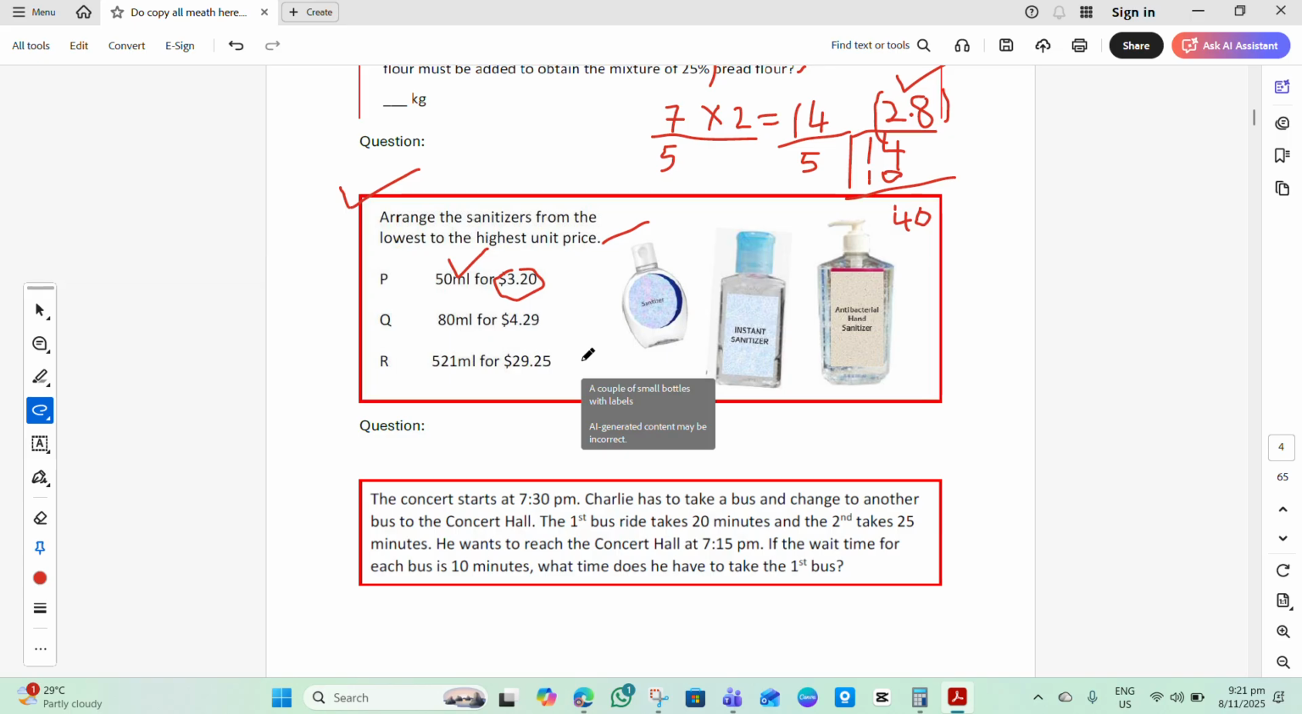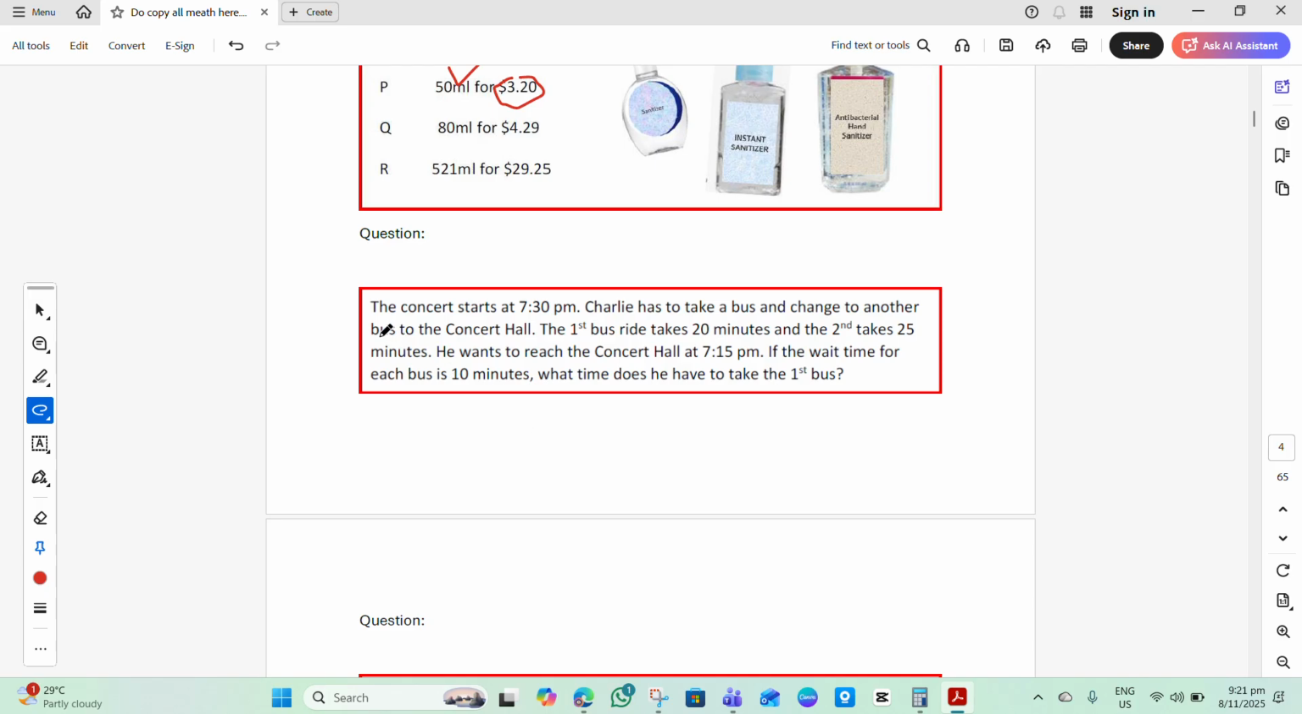Okay, so next question. The concert starts at 7:30. Charlie has to take a bus, then change to another bus to reach the concert hall. The first bus ride takes 20 minutes and the second takes 25 minutes. He wants to reach the concert hall by 7:15. If the waiting time is 10 minutes for each bus, what time does he have to take the first bus? So it is a longer story.